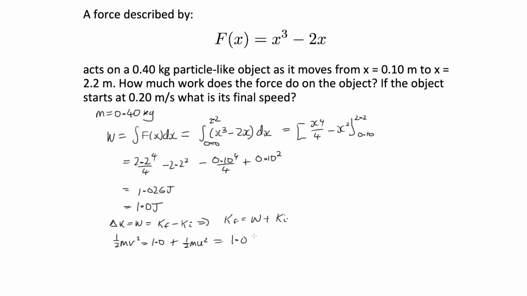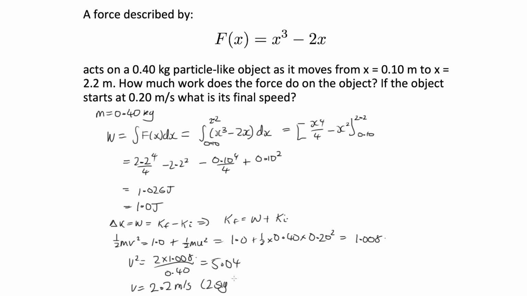So this is equal to 1 plus a half times 0.40 times 0.20 squared, which is equal to 1.008. And so we've got v squared is equal to 2 times 1.008 divided by m, which is 0.40, which is equal to 5.04. So this tells us that v is the square root of this, 2.2. And that's meters per second given to two significant figures.